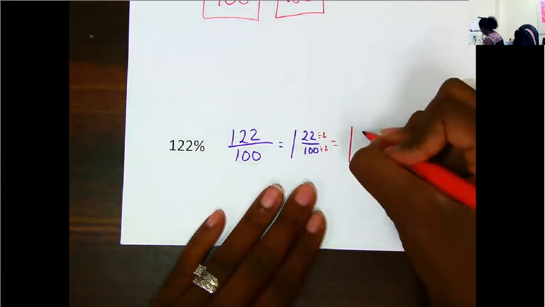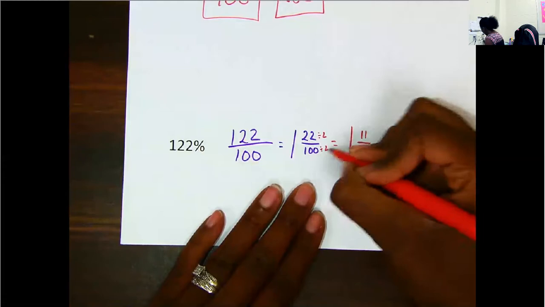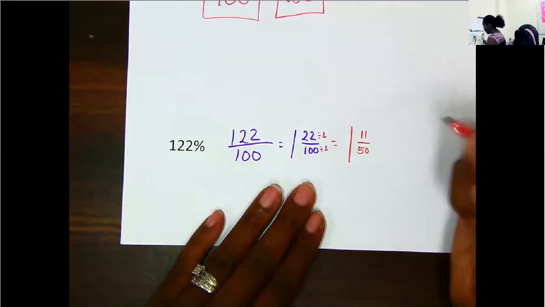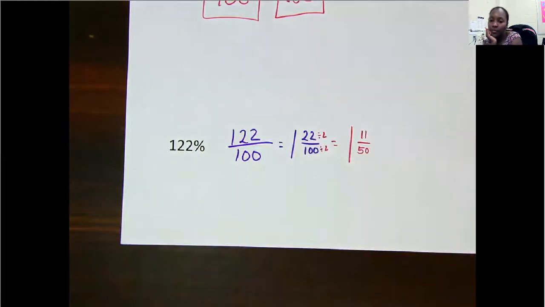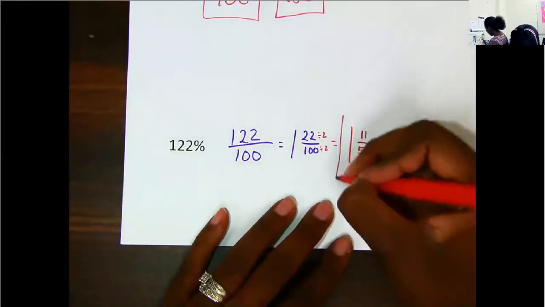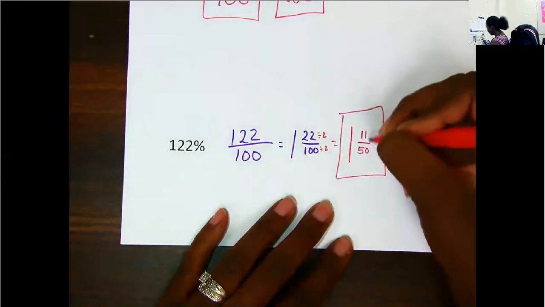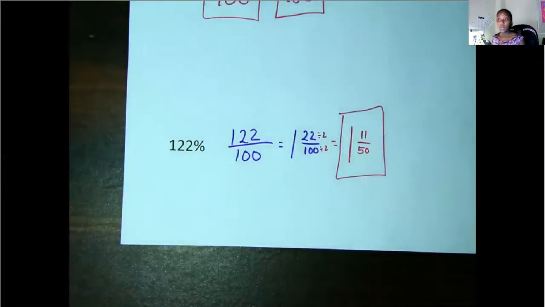22 divided by 2 is 11. 100 divided by 2 is 50. 11 over 50. 1 and 11 over 50. 11 and 50 do not have a common number that they share. So that is my simplified fraction. 1 and 11 over 50. Oh no, my lights went out.